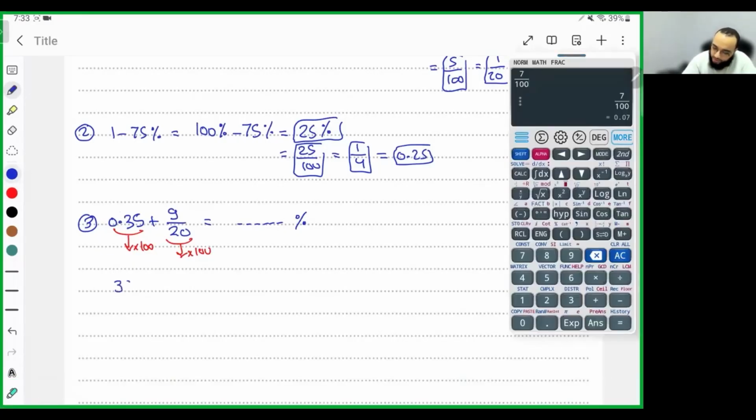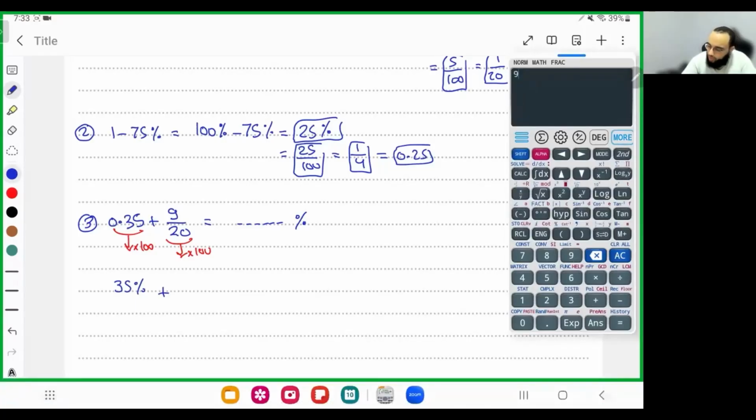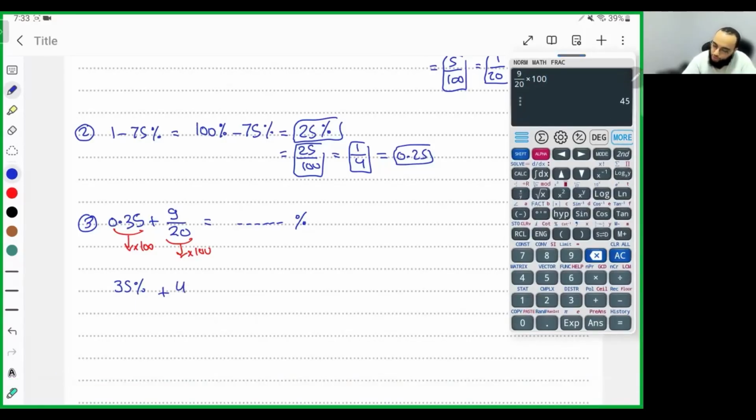0.35 times 100 is going to be 35. 9 over 20 times 100 equals what? Like that on the calculator, it's 45. So what about 35 plus 45 equals what? 80. 80%. We could write it in another way.